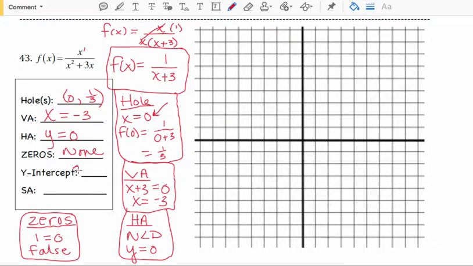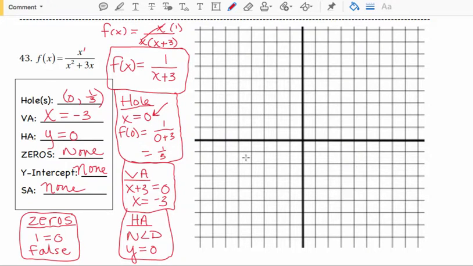So I don't have a y-intercept. I can't let x equal 0. There's a hole at x equals 0. And then finally, I don't have a slant asymptote. A slant asymptote is when your numerator's degree is 1 bigger than the denominator. I already have a horizontal asymptote, so I don't even need to bother looking at a slant.